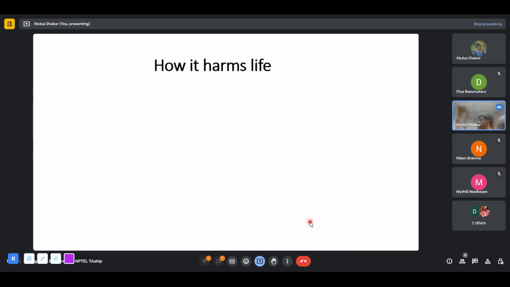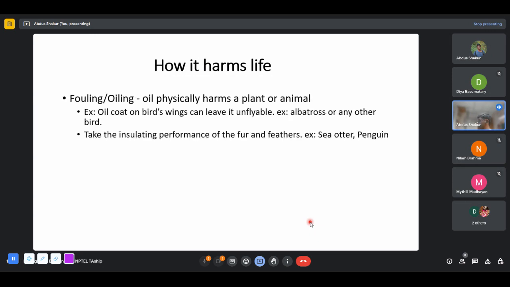So how does it harm life? Before we go to the case study, let's understand how these oils harm life. It can be humans, birds, or other marine organisms. The first way it can harm is direct, physically harming a plant or an animal. This is called fouling or oiling. As the name suggests, oiling is basically the covering of the whole body of that organism in oil.